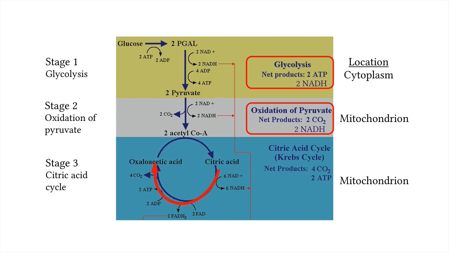That series of reactions results in 6 NAD+ molecules forming 6 energy-rich NADH molecules, along with 2 FAD molecules turning into FADH2 molecules. These molecules will take part in the electron transport system. In this third step, 2 ATP molecules are formed as well as 4 carbon dioxide molecules.